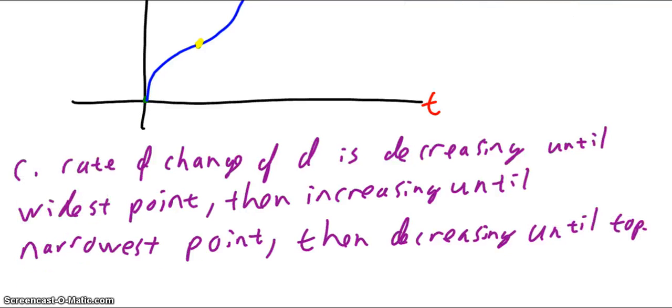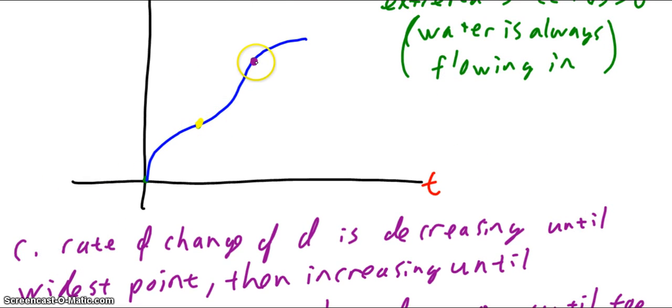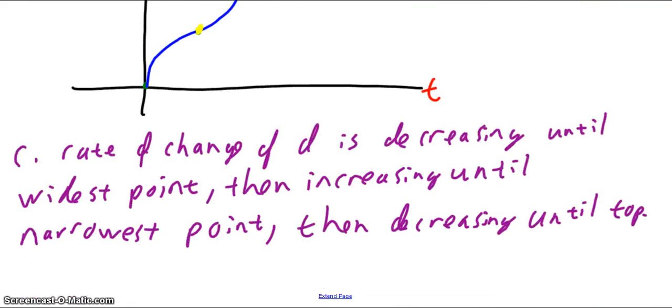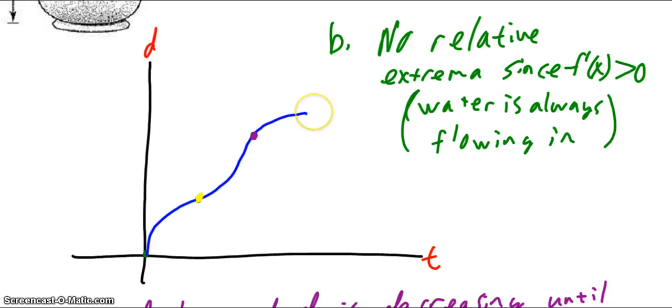So the rate of change of d is decreasing until it gets to its widest point. That's why it's concave down. Then it is increasing until its narrowest point, and so that's when it changes to concave up. And then it is decreasing again until you reach the top and the vase is full.